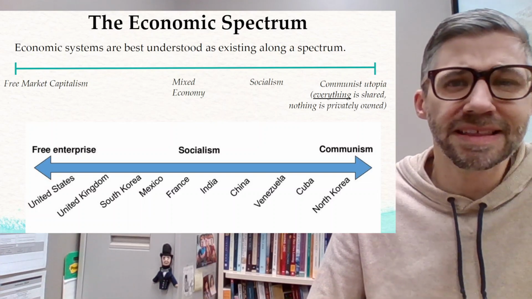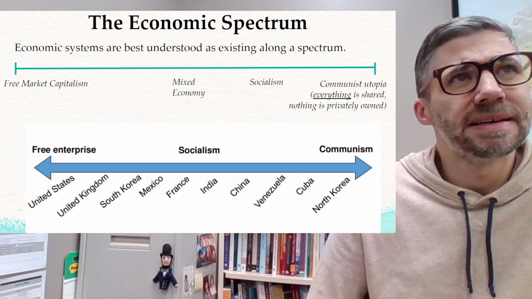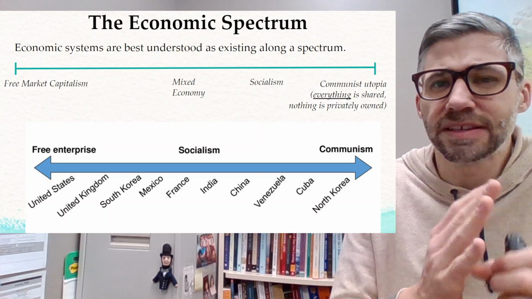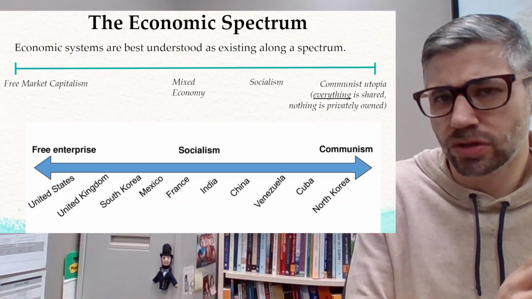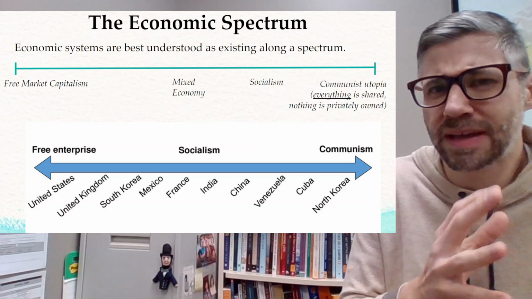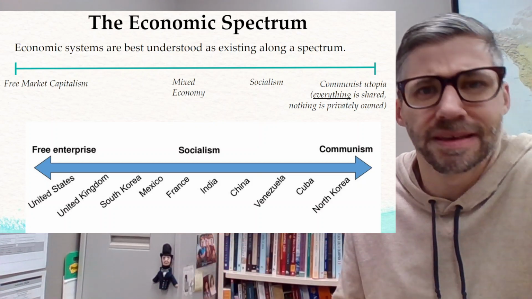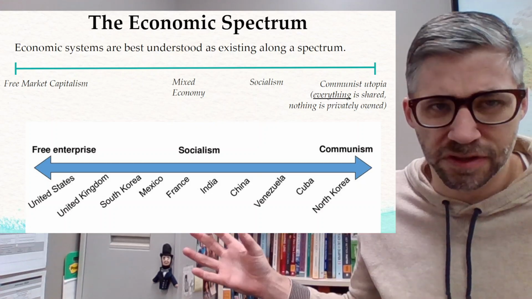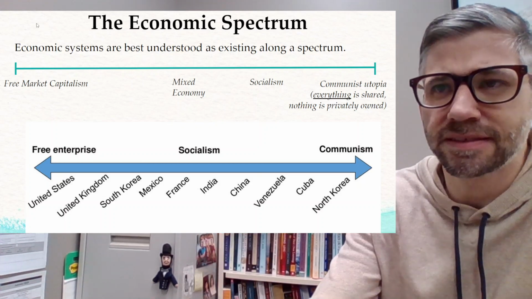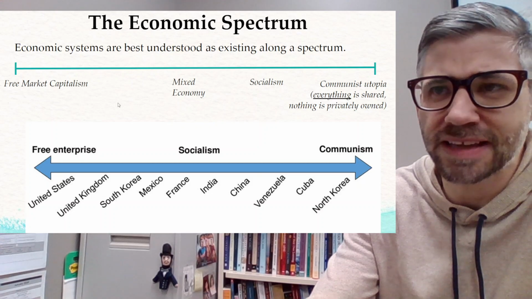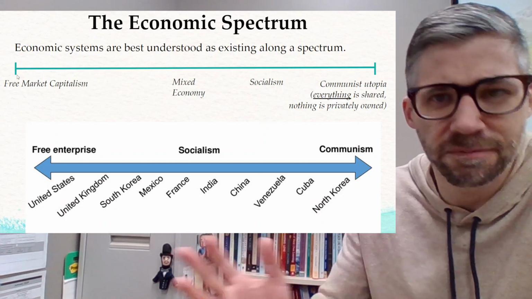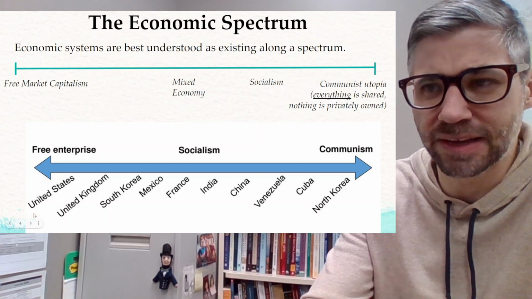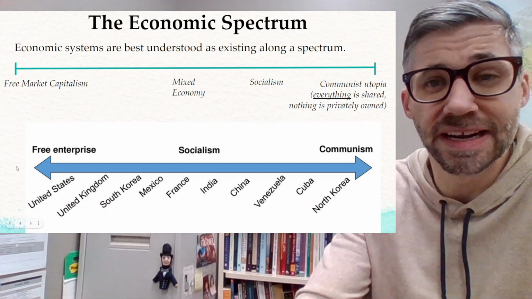I think it's fair to say that there's not necessarily a clear line between where capitalism ends and socialism begins. It's much more of a gradient or a spectrum. As we can see here, free market capitalism might exist all the way on this end of the spectrum. And that would be something like what we traditionally have in the United States.